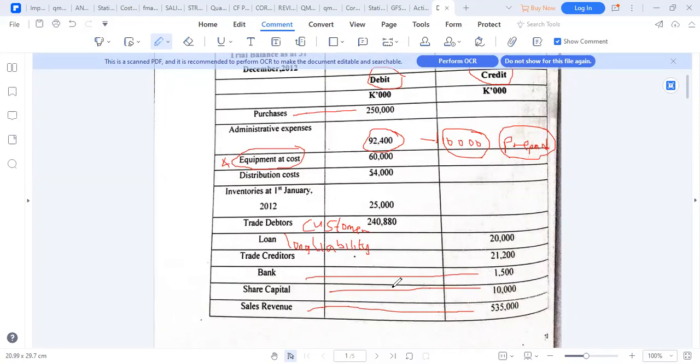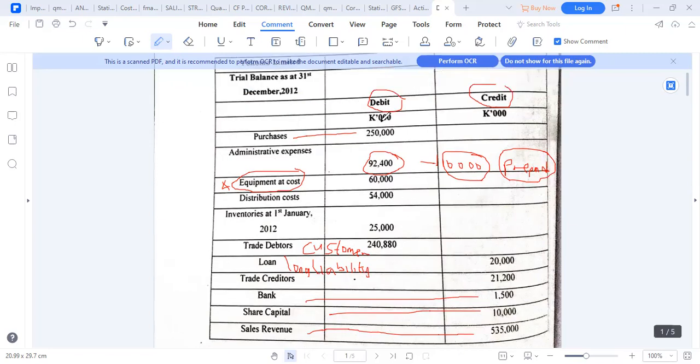So if the bank is on the debit side, it means it's your asset, and it should appear under the current assets. Under the current assets. Current assets. Yes. And what is most important?